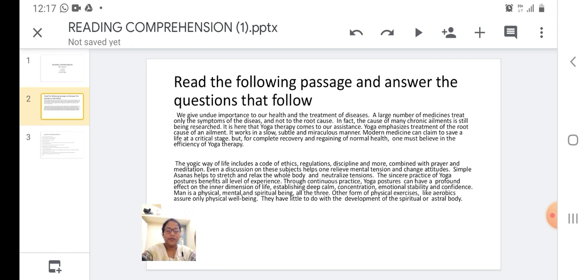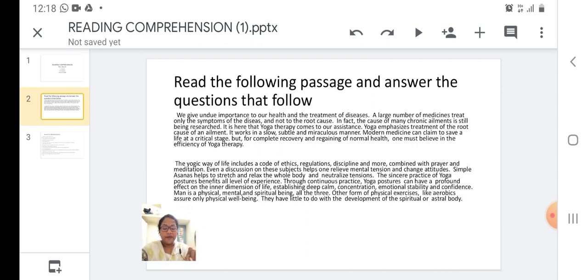The passage is, we give undue importance to our health and the treatment of disease. Keep a pencil or a pen with you. And now we are reading the passage. You can draw your line along it. I can't do it on the screen, so I have the passage in front of me. If I have a problem with concentration, then I can draw my finger along the lines, and I have a pencil where I can mark the answer.